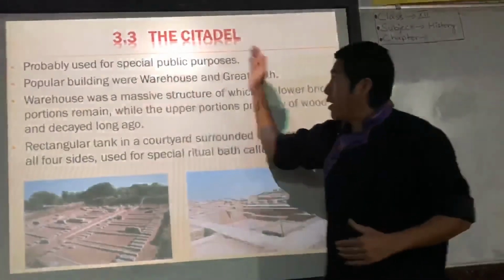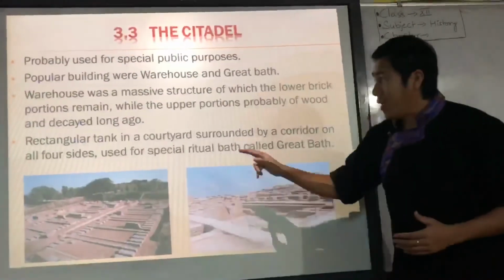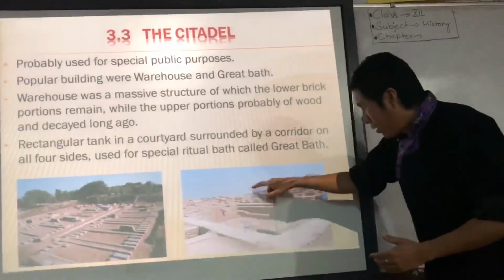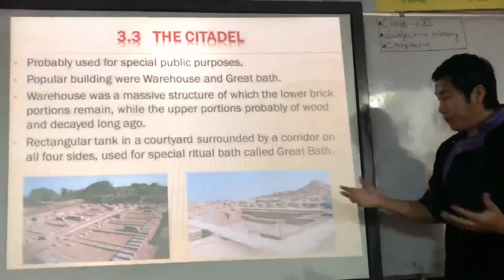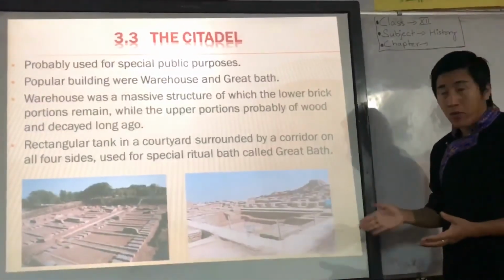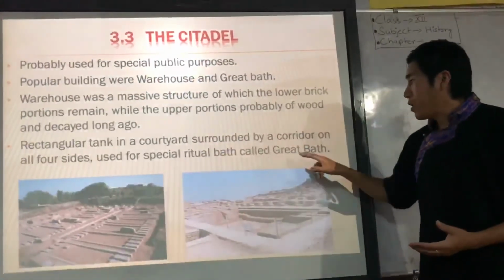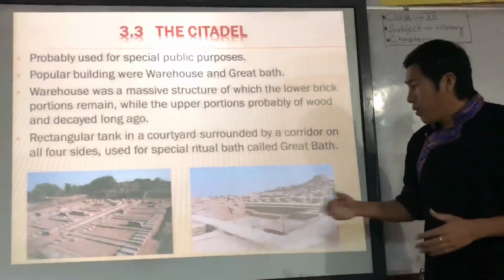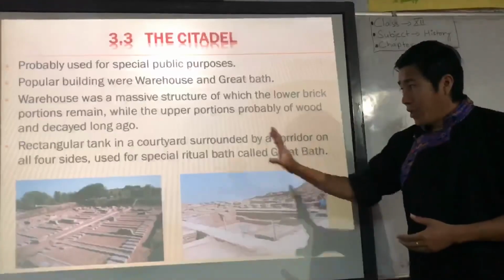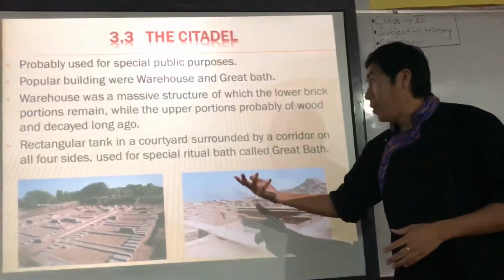So in Harappan culture, in Mohenjo-daro, the Great Bath is a rectangular tank in a courtyard surrounded by a corridor on all four sides. Nowadays we never see this kind of corridor, right? At that time there were corridors, right? And it was used for a special ritual bath, called the Great Bath. Why is it called the Great Bath? Because the ritual bath went on there, as I told you before. So these two are the most popular buildings of the citadel.